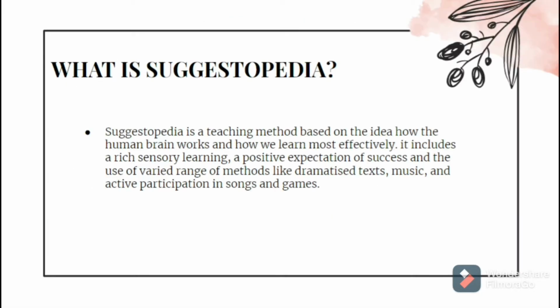I'm going to start my presentation with the question, what is Suggestopedia? Suggestopedia is a teaching method based on the idea of how the human brain works and how we learn most effectively. It includes rich sensory learning, a positive expectation of success, and the use of a varied range of methods like dramatized text, music, and active participation in songs and games.